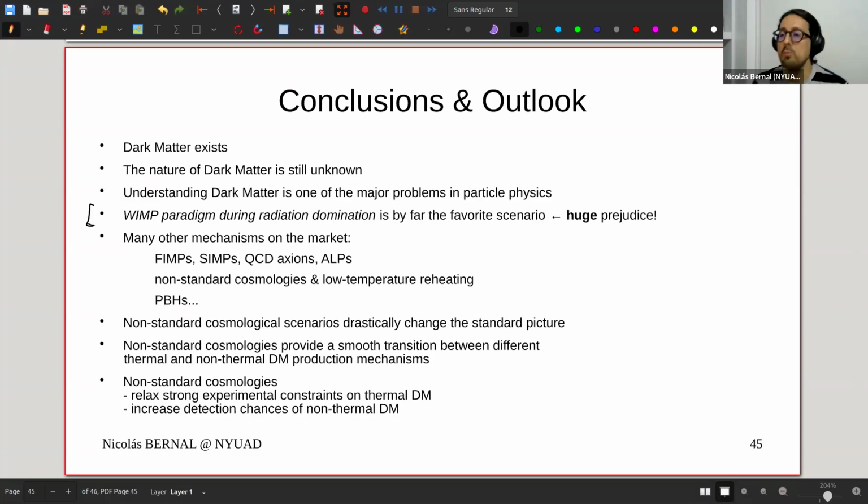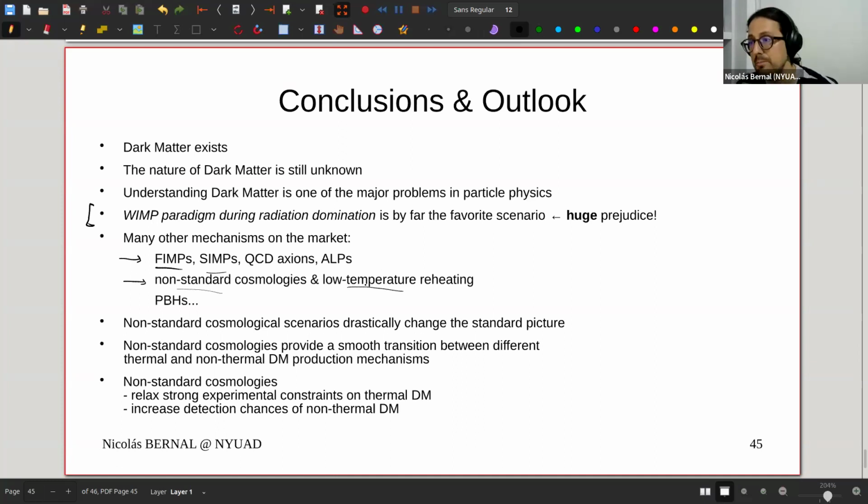However, I just want to emphasize that there are many other particle physics models, for instance, with FIMPs, but also SIMPs, axions, ALPs, and so on. So there are very different directions. One is really particle physics: change the particle mechanism for producing dark matter. That's one option. However, you can also change the cosmology, right? You can play with the cosmology and you have a huge freedom. You can explore, for instance, non-standard cosmologies, like early matter dominations, kinations, all this. But also you can play with low temperature reheating.